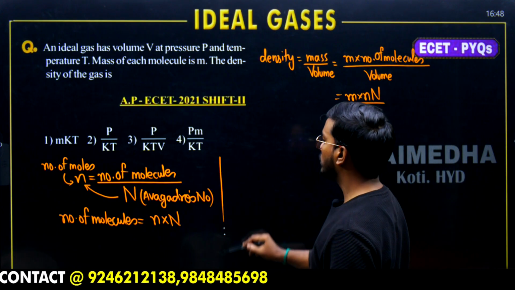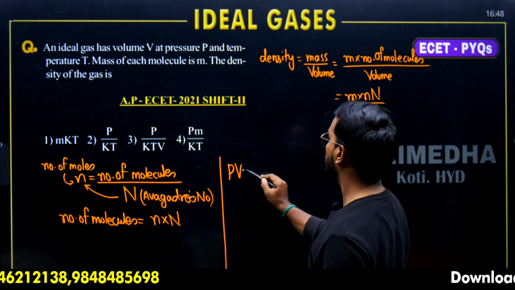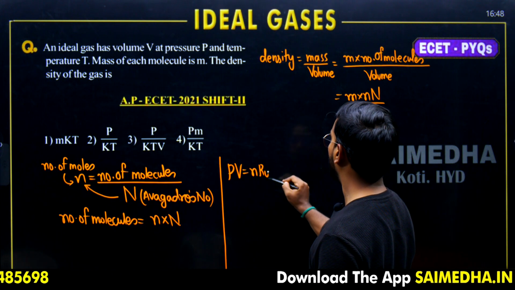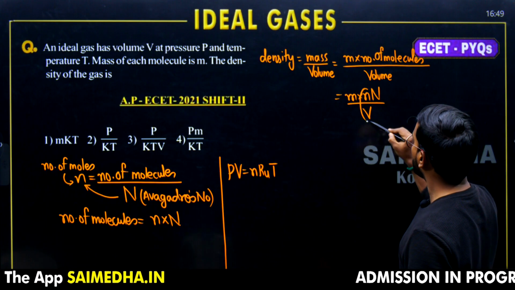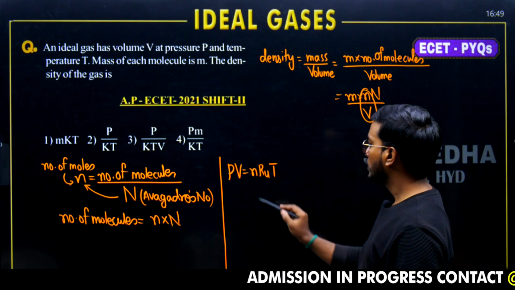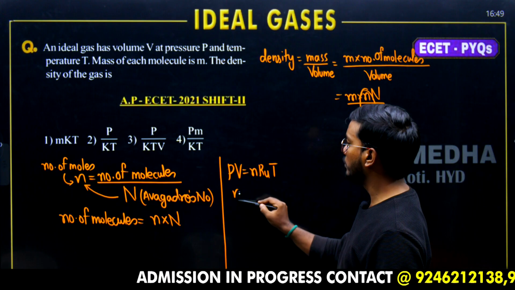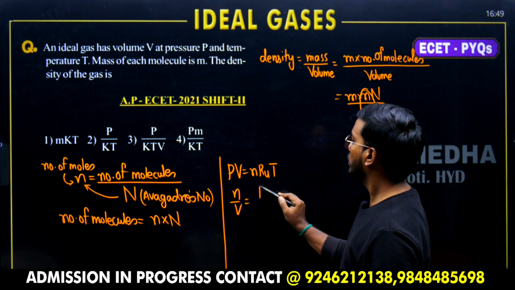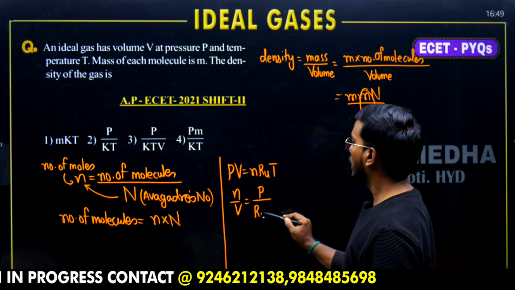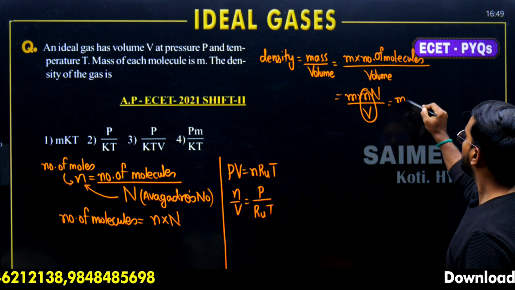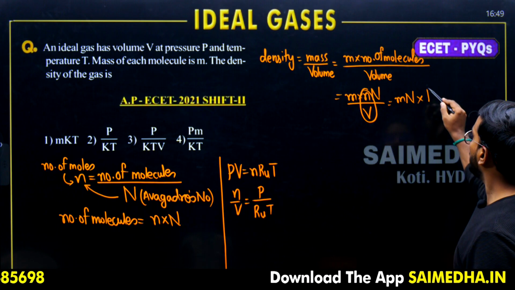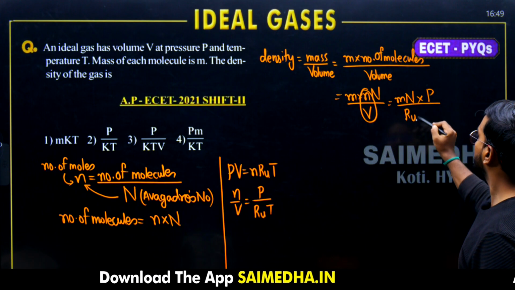Next thing that we need to know is the ideal gas equation. The ideal gas equation is PV equals n RU T. We require here n by V. Focus on this one, n by V. So n by V is equal to P by RUT. So in place of n by V, we can write P by RUT.